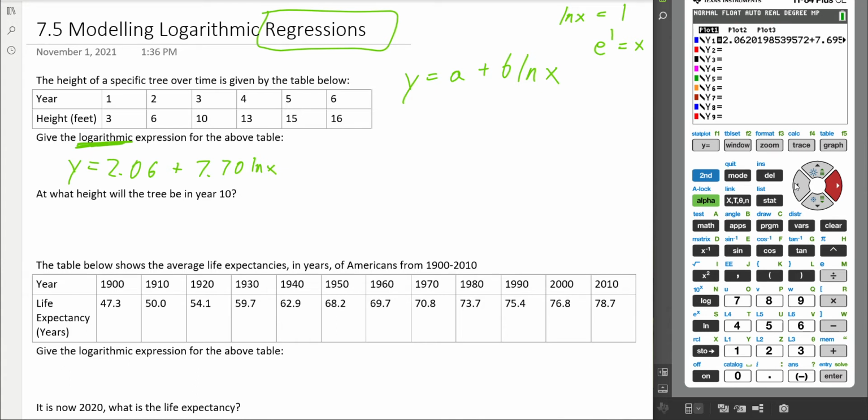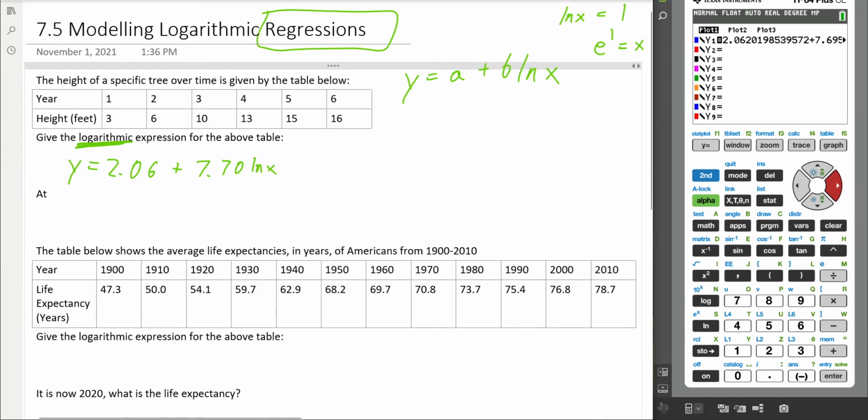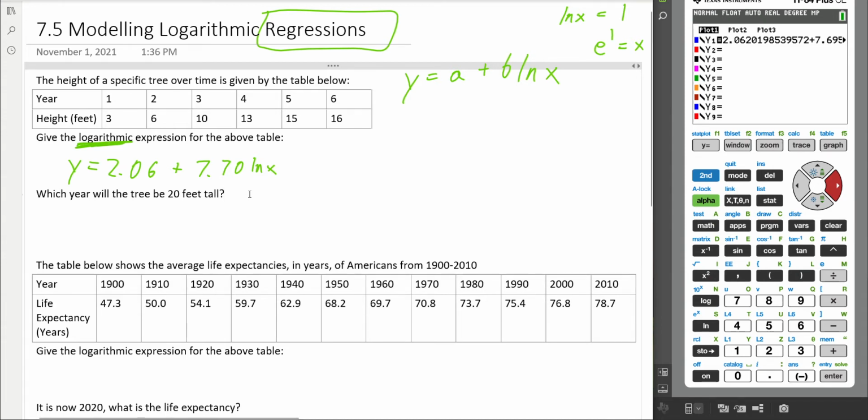Okay, so at what height will the tree be at year 10? So if, oh no, I did it backwards. I wanted to ask the other question. I wanted to ask, which year will the tree be 20 feet tall? Okay, so I'm asking a kind of different question on purpose because then these two have two different ways of doing it.